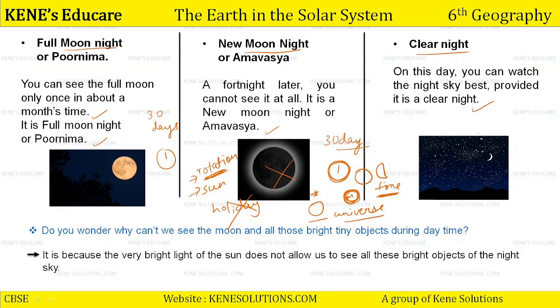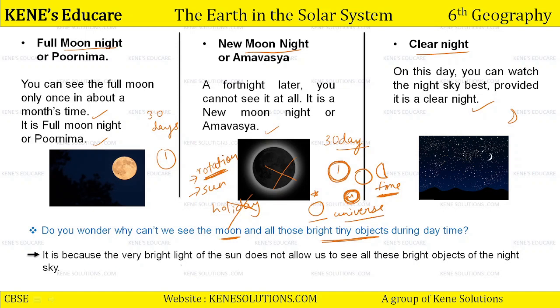You can see the stars twinkling, you can see the moon, you can see a crescent shape or any other shape, and it's a clear night. Okay, now very important question, ye chand, ye stars sab raat mein kyun dikhte hain? Why are we not able to see them in the daytime? Do you wonder why we can't see the moon and all those bright tiny objects during daytime?